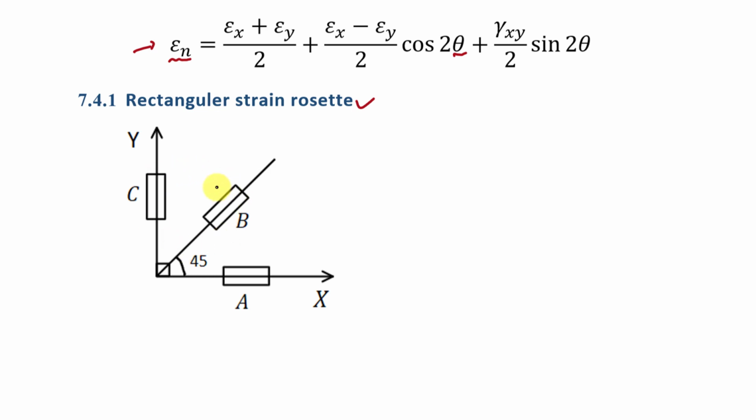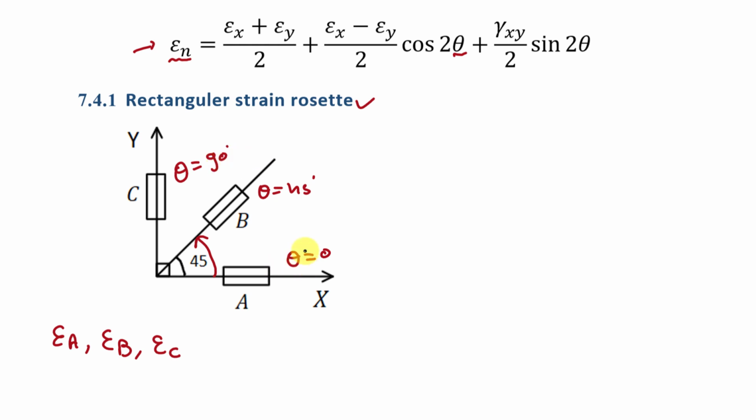And these strain gauges are arranged on the body on which we apply loading. Once you apply load on the body, you will be able to read the value of strain in these three directions. So you will have the values of epsilon A, epsilon B and epsilon C. Now here we have to take this theta from the x-axis, in this direction, that is the anti-clockwise direction. So for strain gauge A the value of theta will be 0, for strain gauge B the value of theta is 45 degrees, and for strain gauge C the value of theta is 90 degrees.